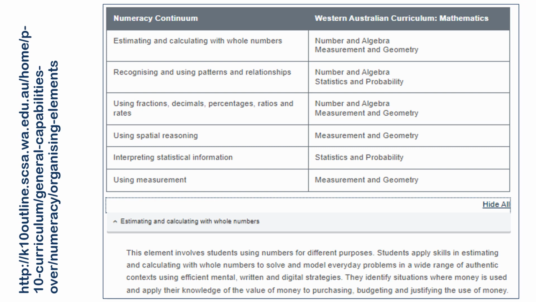And if we go back to the top, estimating and calculating with whole numbers, which are under the number and algebra strand and the measurement and geometry strands, look at the little description at the bottom of that table. This element involves students using numbers for different purposes. Students apply skills in estimating and calculating with whole numbers to solve and model everyday problems in a wide range of authentic contexts using efficient, really important term, mental, written and digital strategies. They identify situations where money is used and apply their knowledge, etc. And that description goes on. I've just captured that first part.